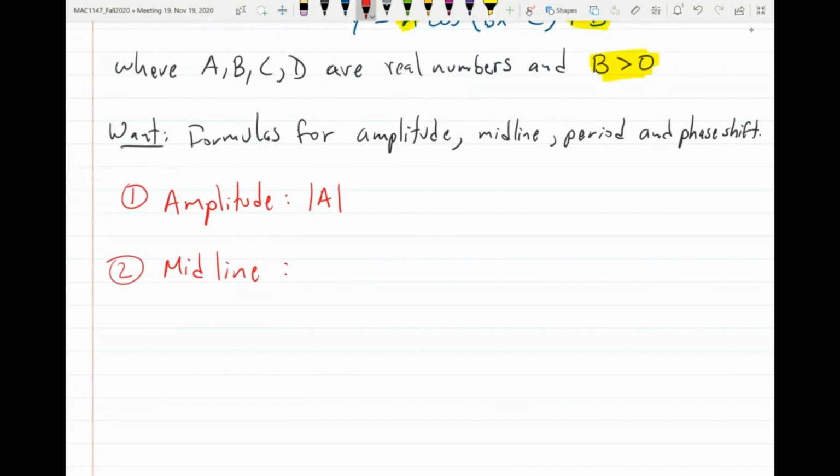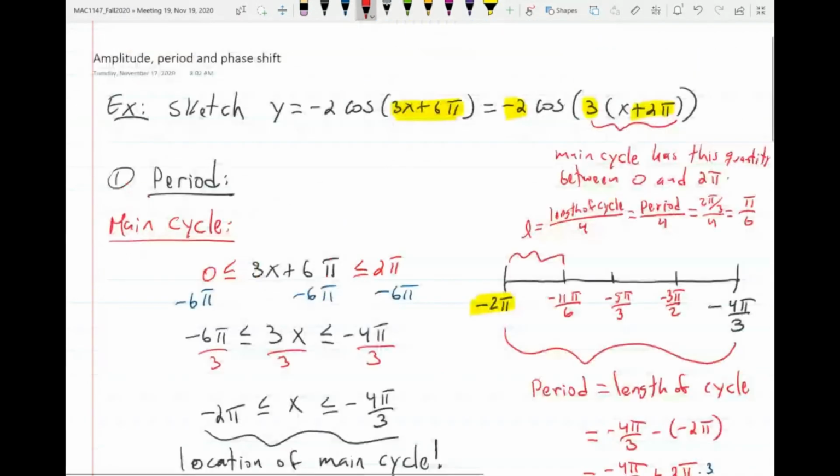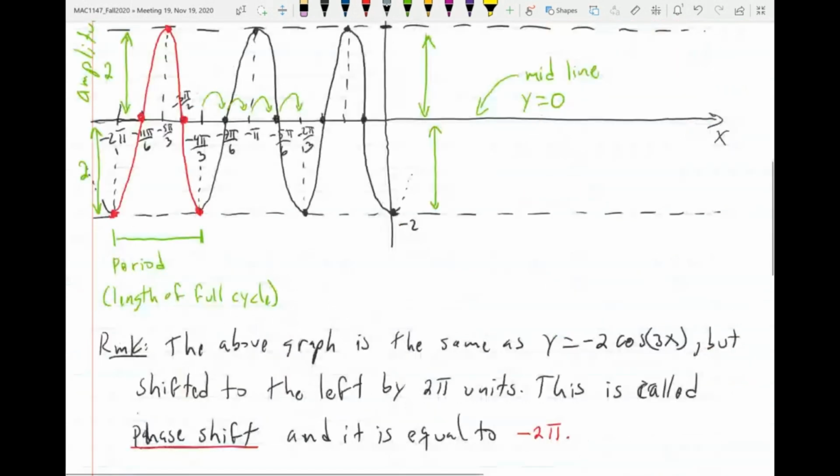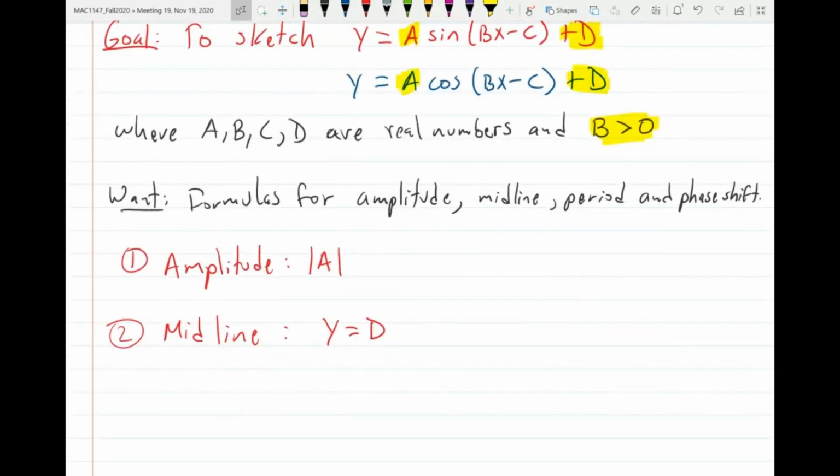So the equation of the midline is pretty simple. It's just y equals d, where d is that number. For example, in our case, our d is 0 because there is no d, right? So you can think of this as being plus 0. And that's the reason why the midline remains at the x-axis and is the line y equals 0. Okay? So notice that once you know the midline and the amplitude, then you immediately know what's the highest and the lowest point. So when you draw your key points, you know how high and how low you need to go.